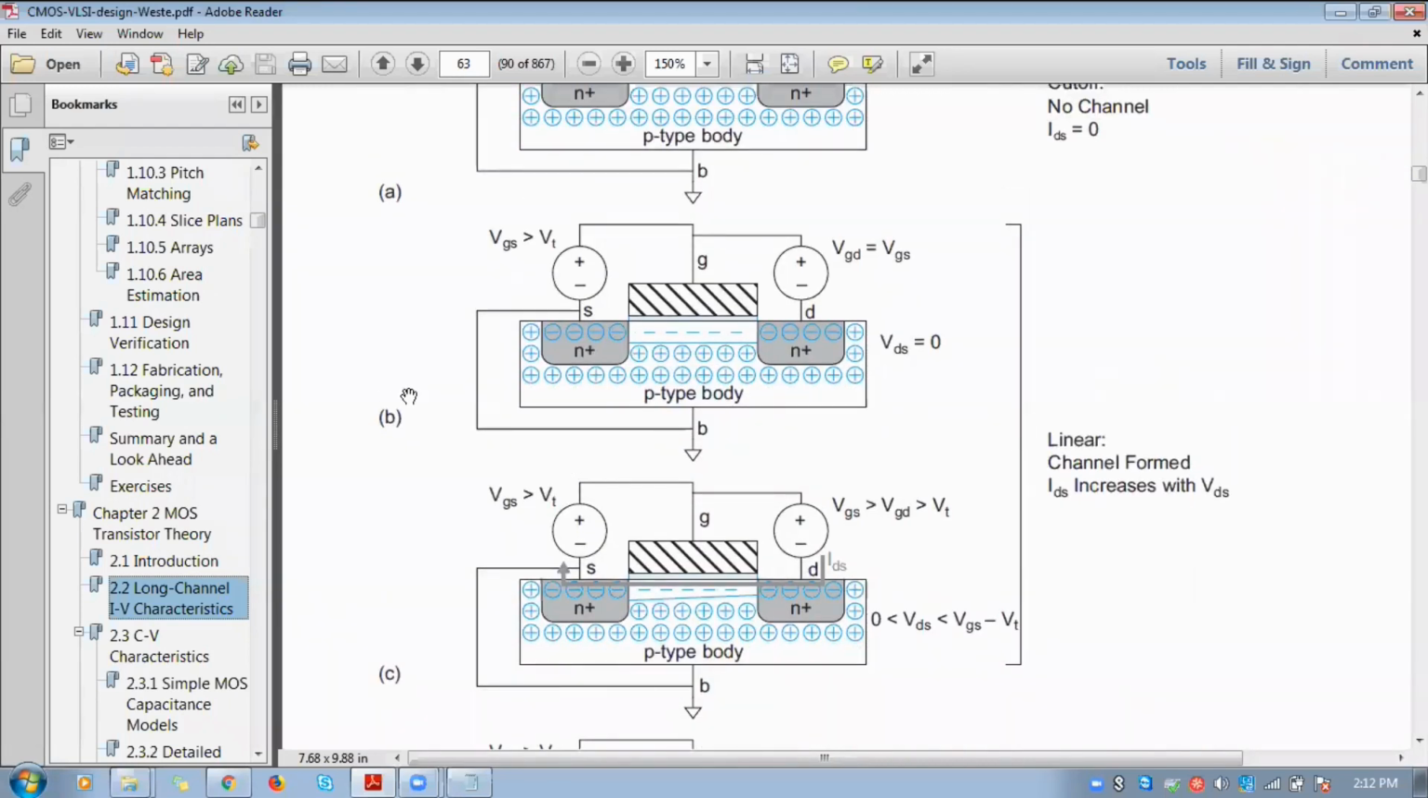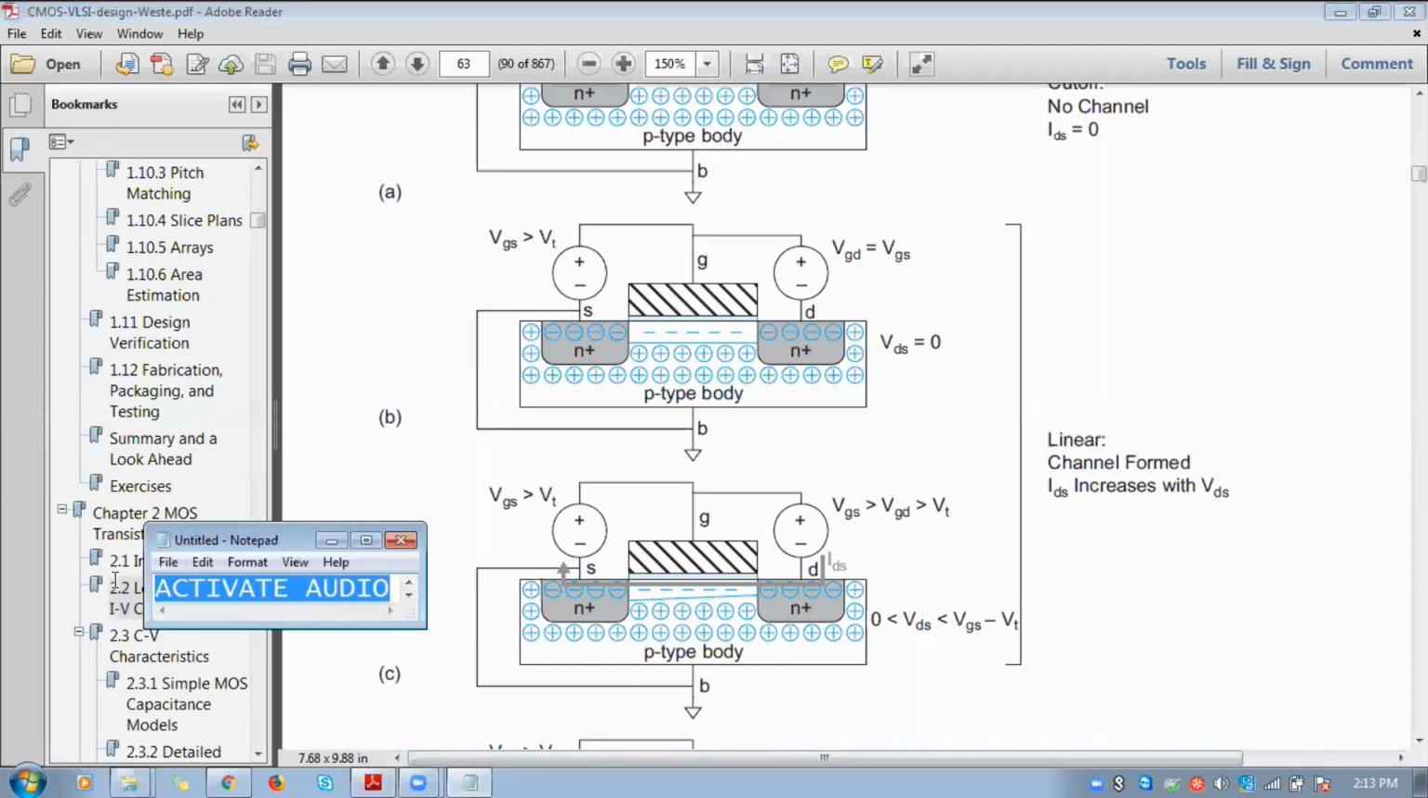So in the second case, B and C image, we are explaining about the linear region. The first condition we have to apply is VGS greater than VT. Now inversion will happen and the channel is formed. This voltage condition is very, very important: VDS, that is the potential difference between drain and source.